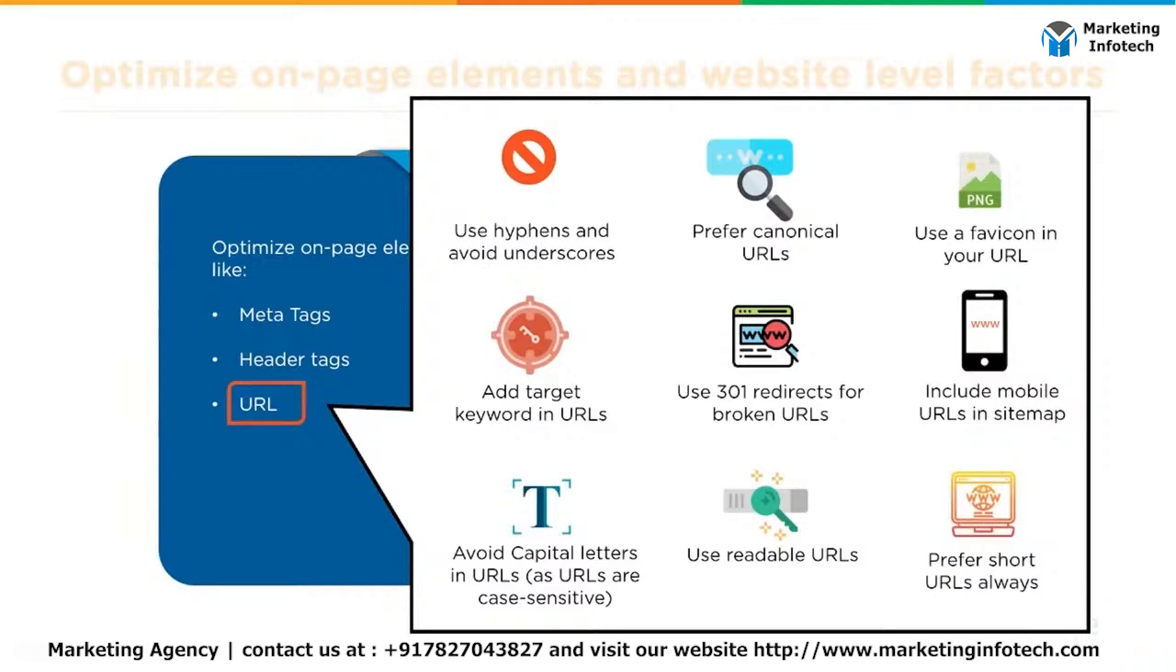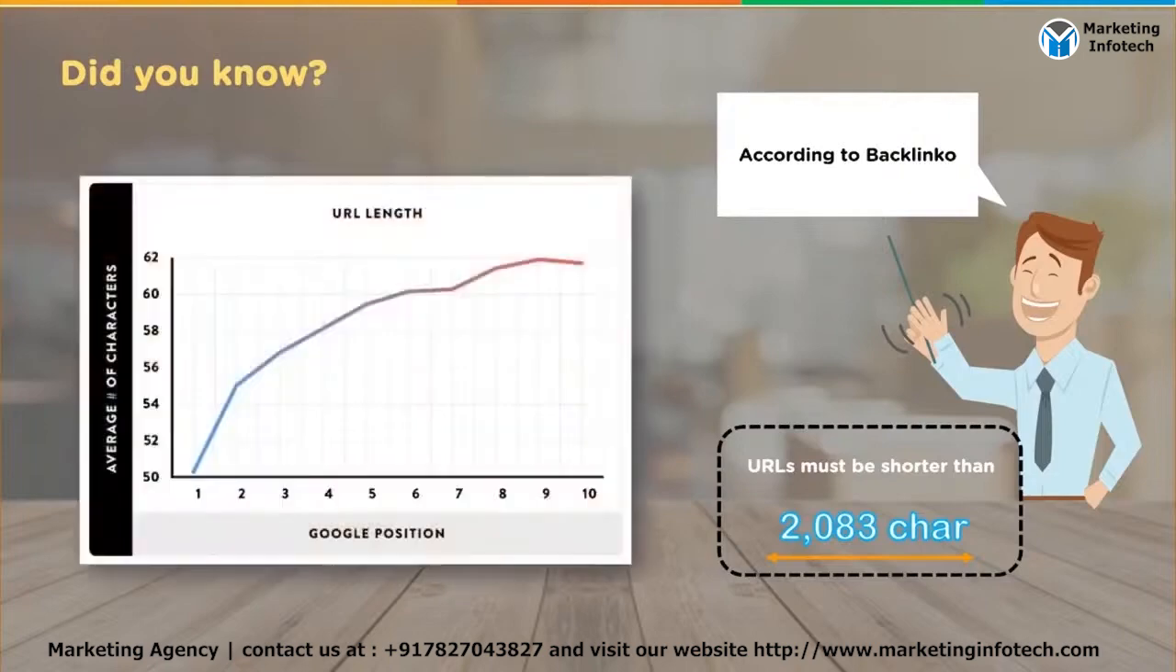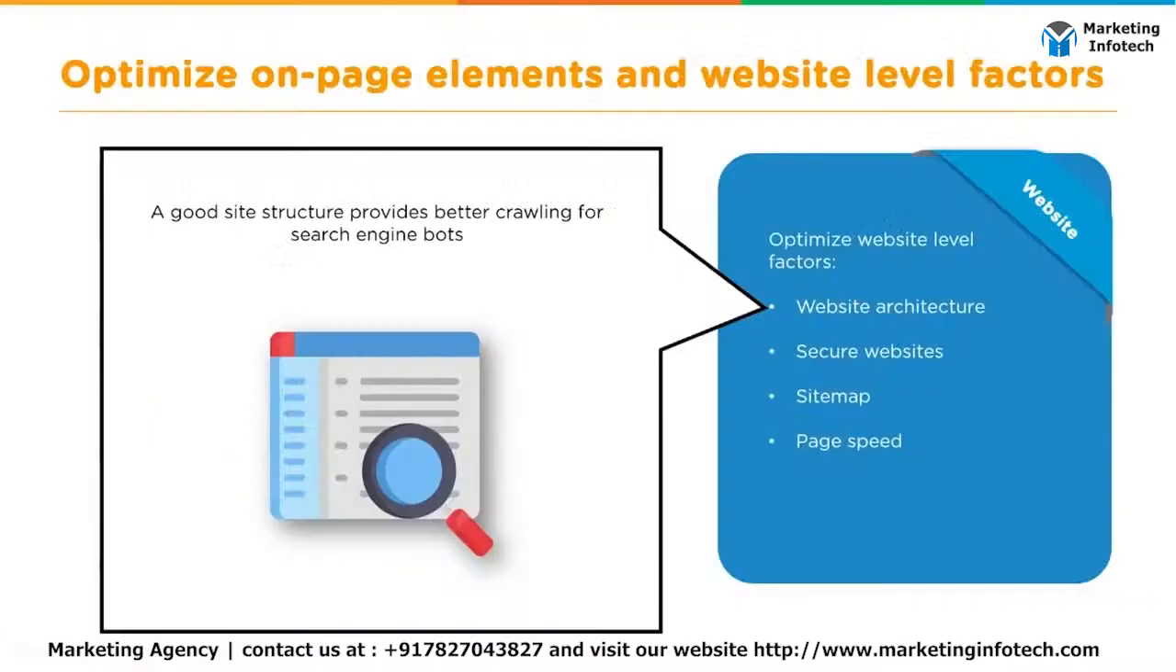So the shorter the URL, the easier it is to read. The easier it is to read, the better chance you have to rank high on Google search. So according to Backlinko, URLs that are shorter definitely help you rank. So we want to be able to shorten those URLs. Keep them short and sweet. Don't make them long and unreadable. So those are some optimized ways or on-page elements that help you optimize.